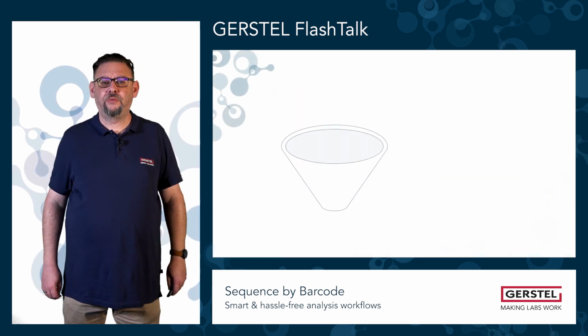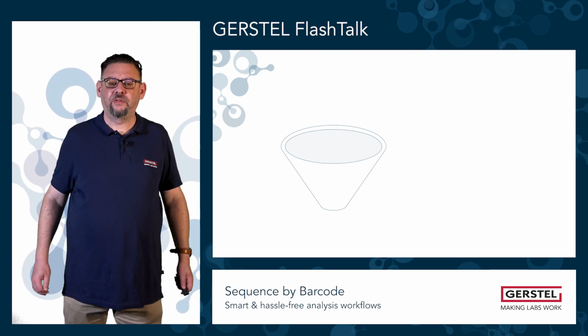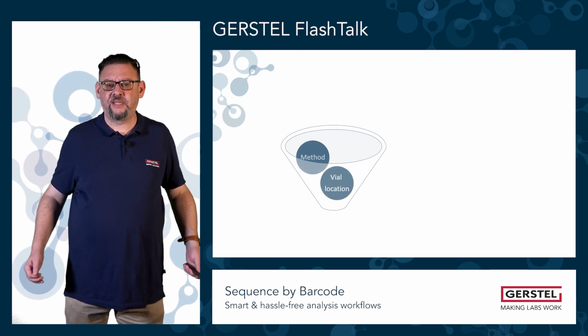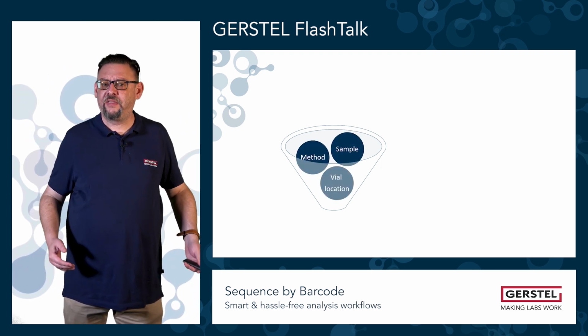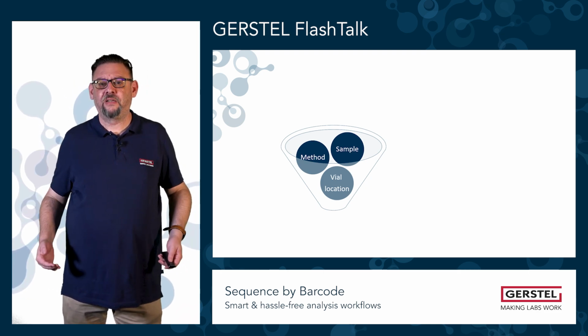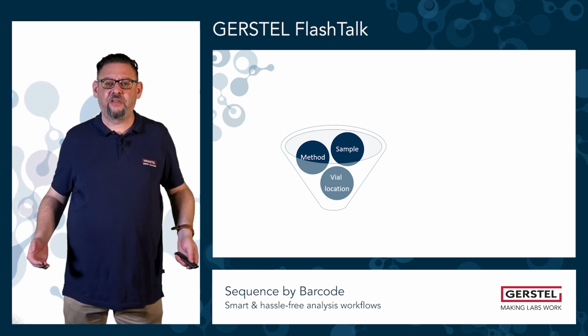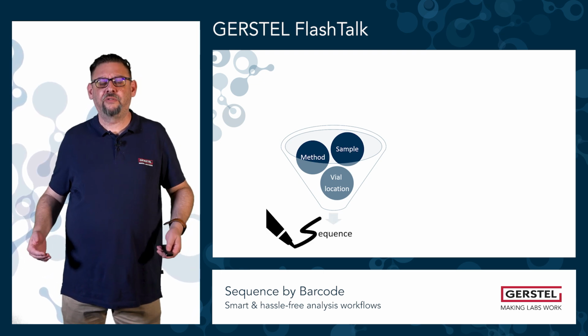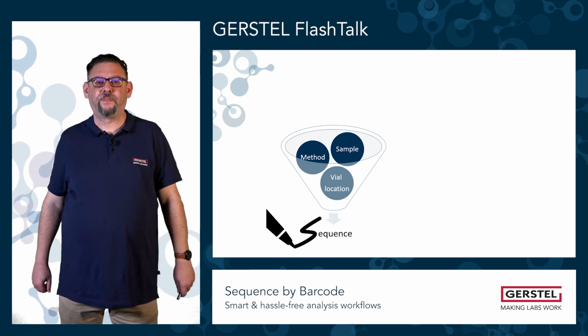Normally, when you create a sequence list, you require certain information. This is, for example, information about the sample name, the method you want to use on the sample, and the location of the vial. All this information is gathered and normally manually added to a so-called sequence list.